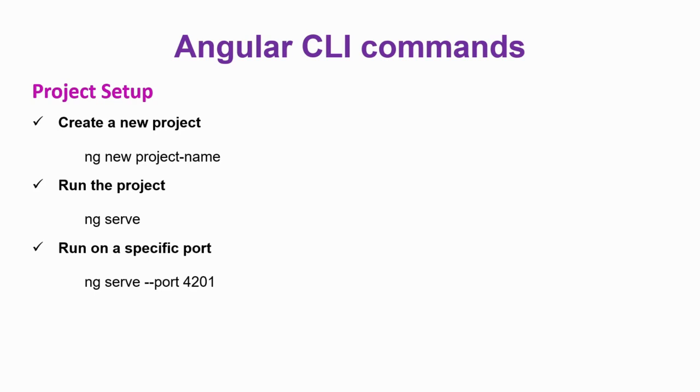So here you can see project setup. Suppose you want to create a new project or a new Angular application, at that time you have to execute ng new project name. ng new is the command and project name is your application name. Suppose you want to create an e-commerce project, so ng new xyz-ecommerce, something like that. Now you want to run the project, so at that time you have to execute ng serve.